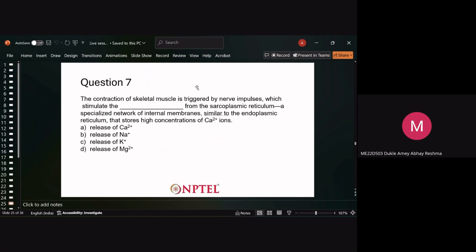Moving to the seventh question: contraction of skeletal muscle is triggered by nerve impulses which stimulate dash from the sarcoplasmic reticulum, a specialized network of internal membrane similar to the endoplasmic reticulum that stores a high concentration of calcium ions. Options: release of calcium ions, release of sodium ions, release of potassium ions, release of magnesium ions. So the answer is release of calcium ions.